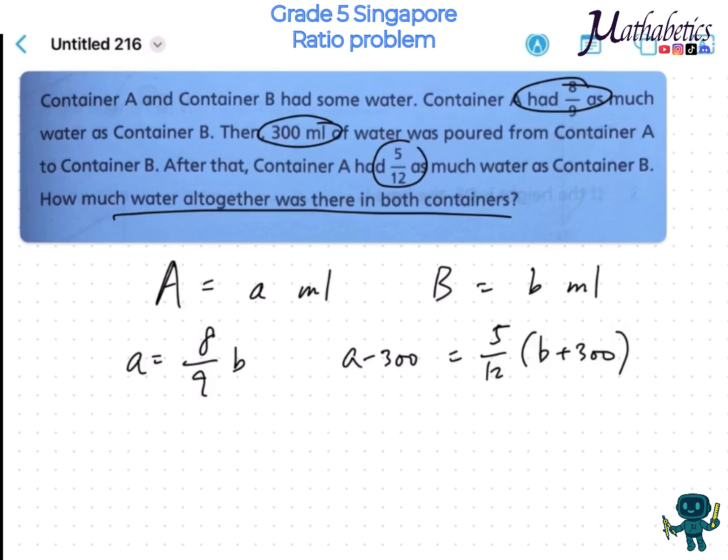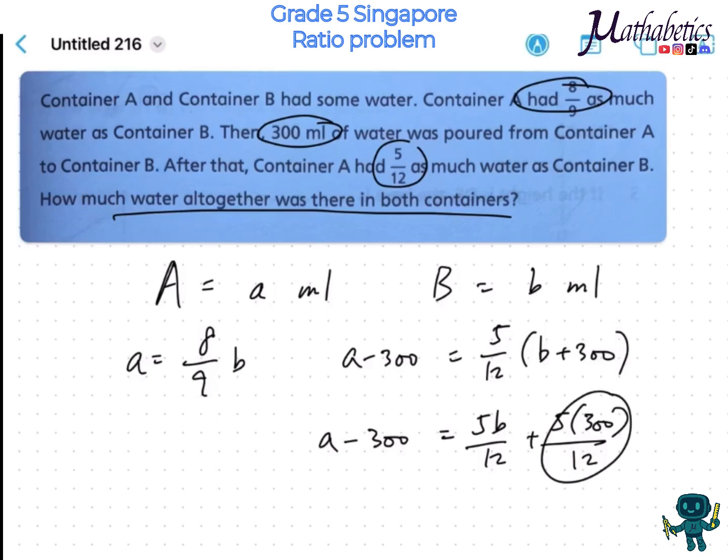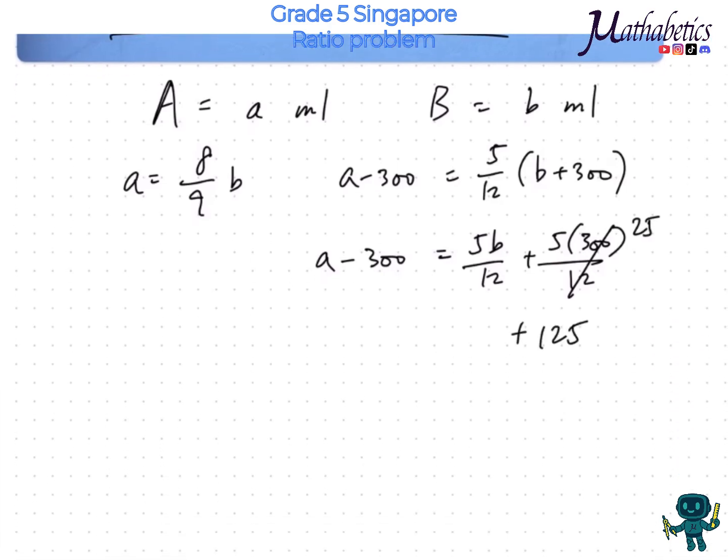So we're going to expand the second equation. So we have 5b over 12 plus 5 times 300 over 12. Now that's the same thing here. So here we have to simplify that. 300 divided by 12, what is that? Well, that's just 25. So that's 125. You're going to copy the same thing here. Okay. Now we're going to add the 300 over. So A is just 5b over 12 plus 425.